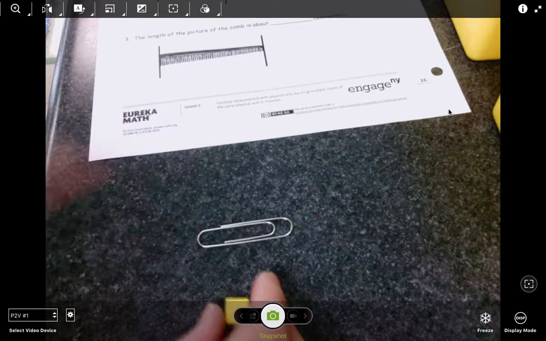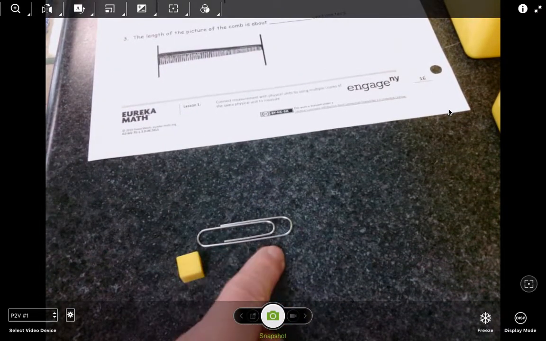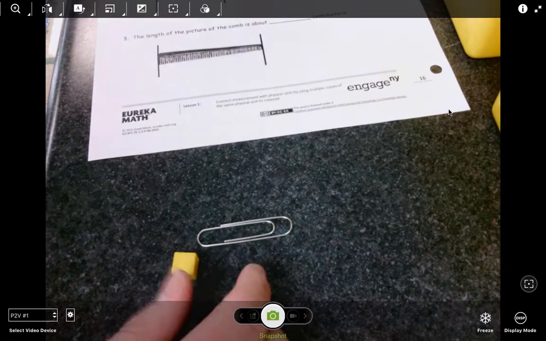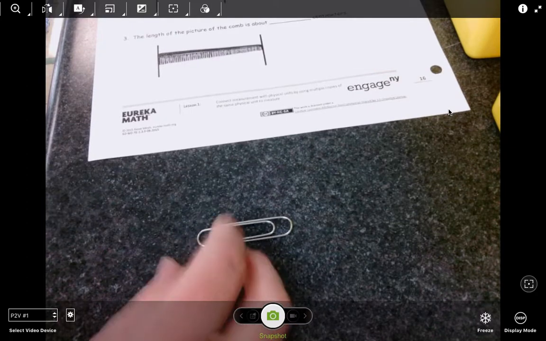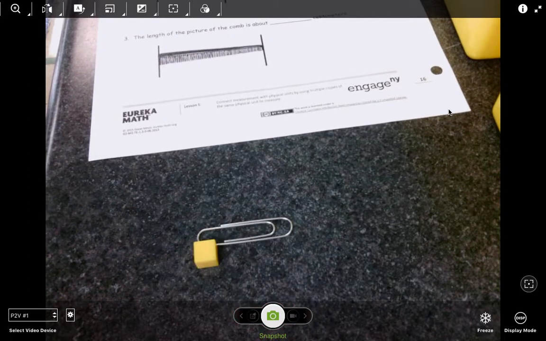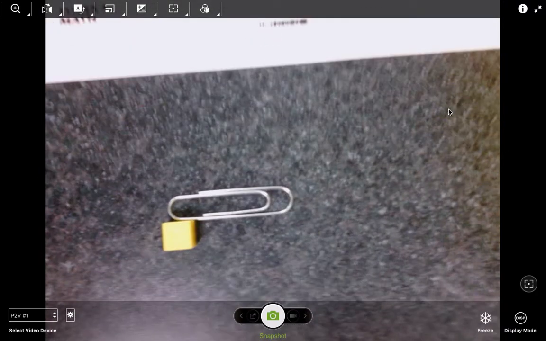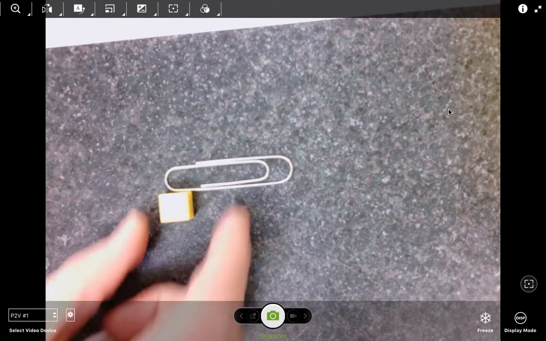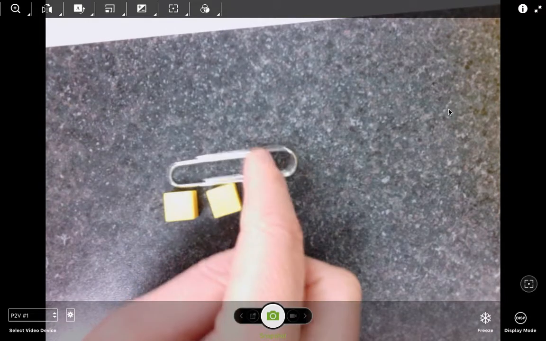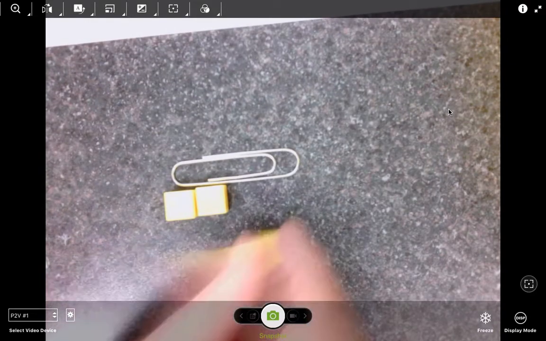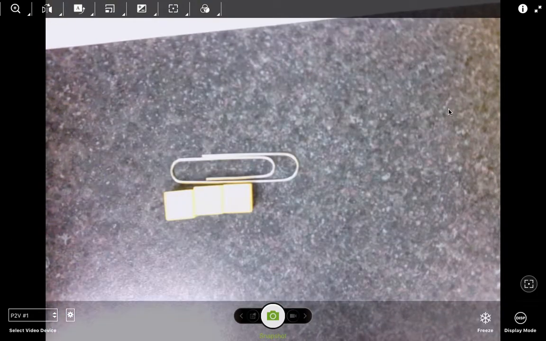Then what we were teaching them to do is to look at different objects and to estimate first how many centimeters long they thought an object was, and to use centimeter cubes to see if they were correct. So we lined up the centimeter cube with the end of the object to get an understanding of the measurement.